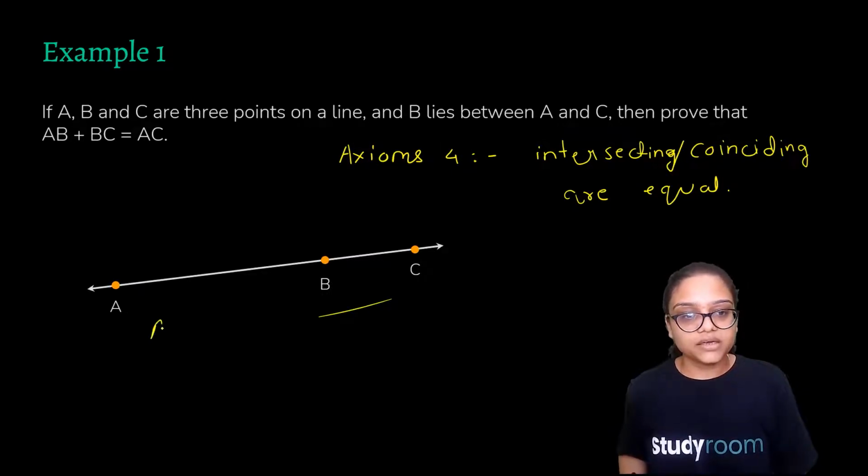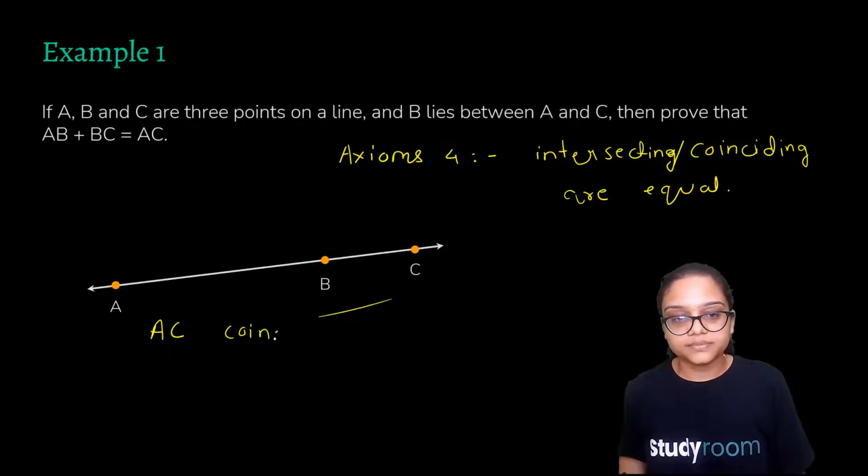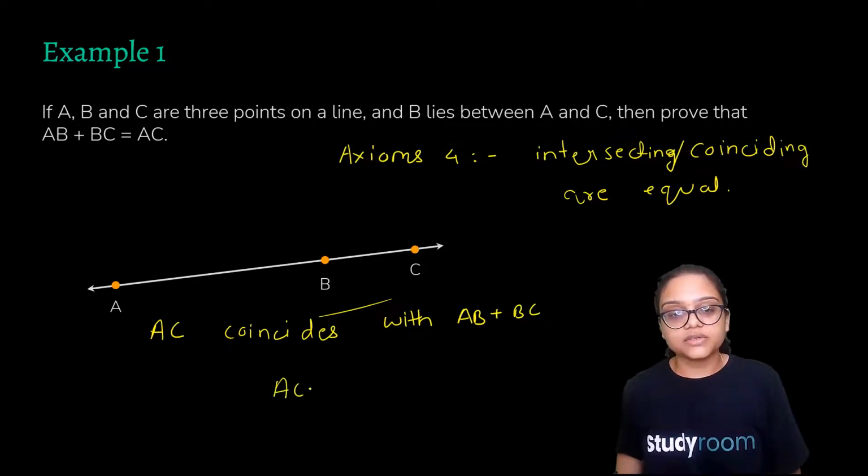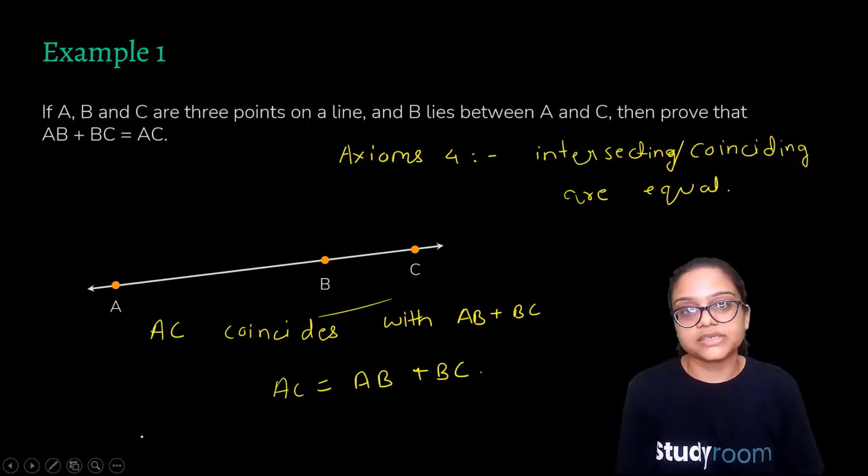So we can see that line AC, just don't think of B, coincides with AB plus BC. If two things are coinciding, that means they are equal. As simple as that. So AC will be equal to AB plus BC. I hope the question is clear to you.